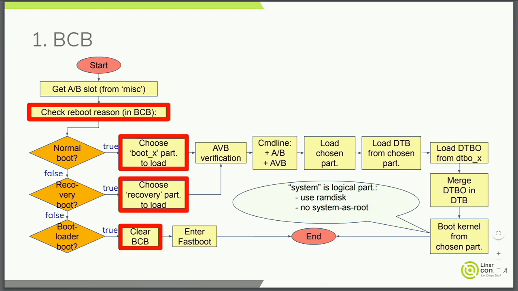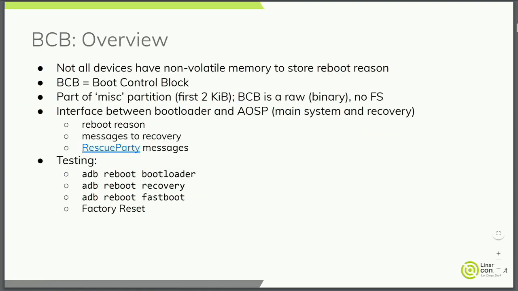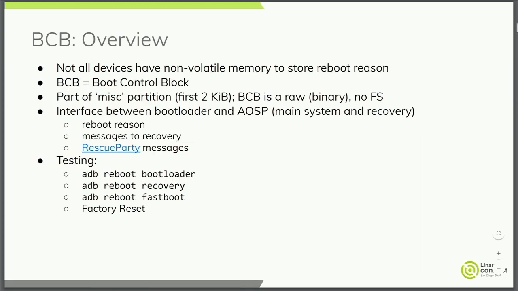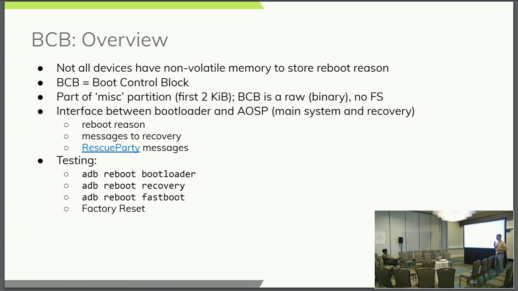So let's start with the first step, which I decided to be the first step. It's called BCB, which actually stands for boot control block. It's actually the first 2 kilobytes of the MISC partition. It can be some different partition, but anyway, it's usually the MISC partition. It's raw binary data that stores stuff like the reboot reason and some messages that AOSP is sending to recovery. So basically it's like an interface between AOSP and the bootloader, right?